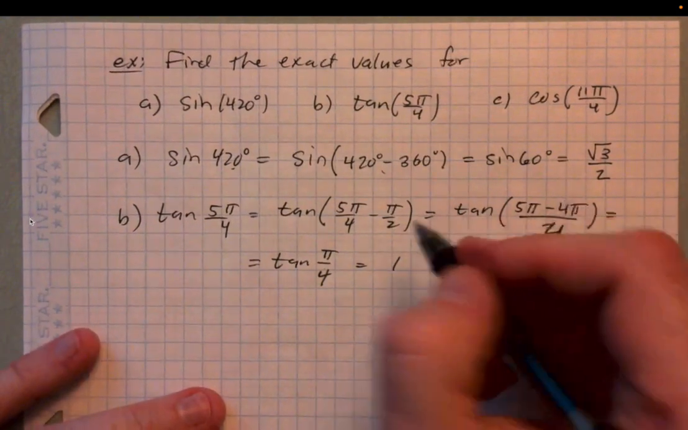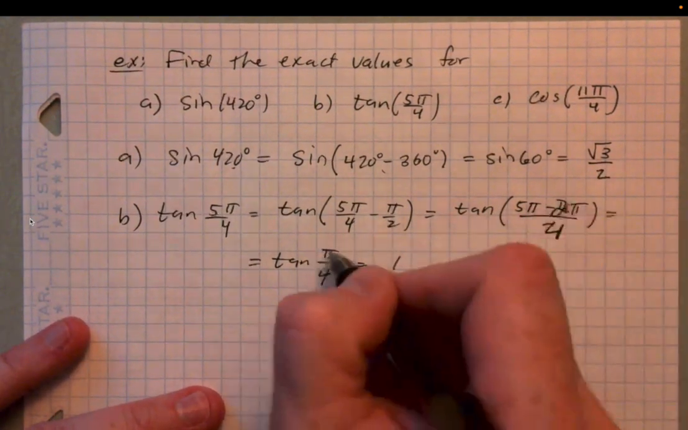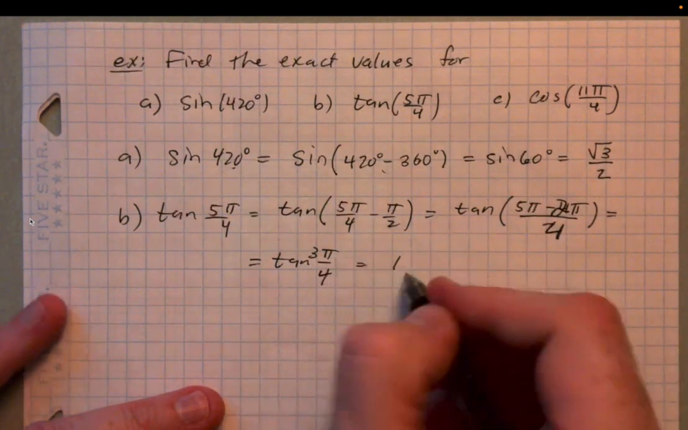Actually, sorry, I think I made a typo here. This should be 2 pi over 4. So that means 5 minus 2. So this is 3 pi over 4. Yeah, it's the same answer, though.